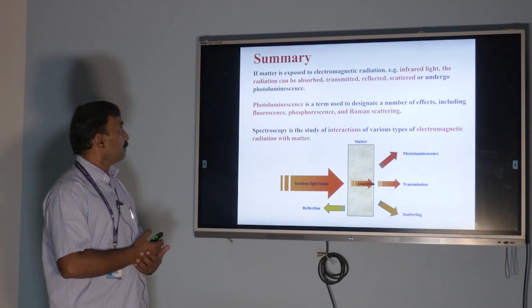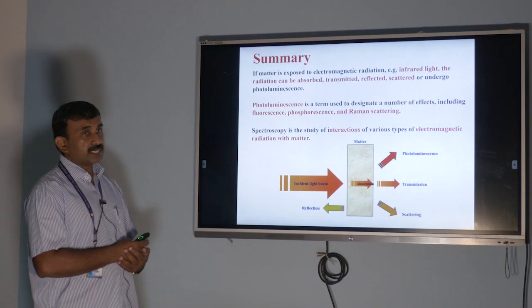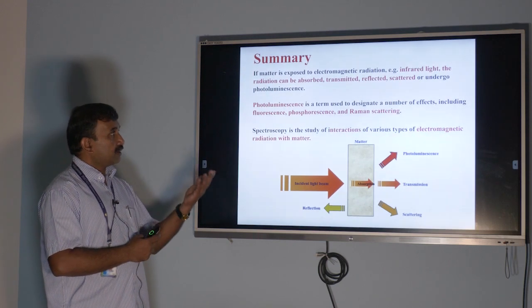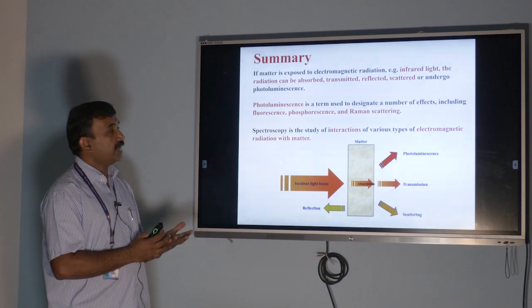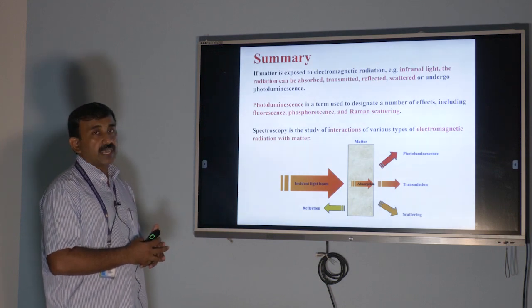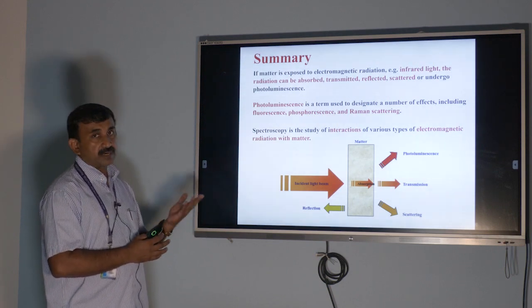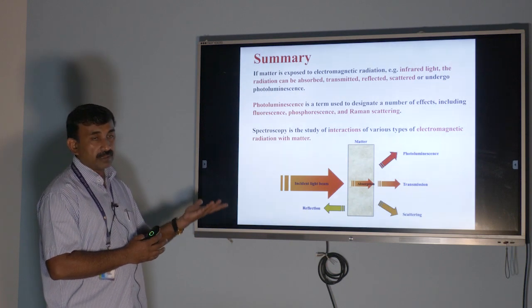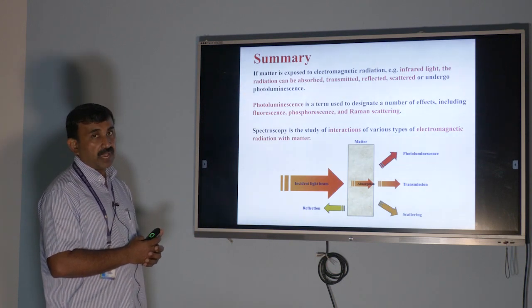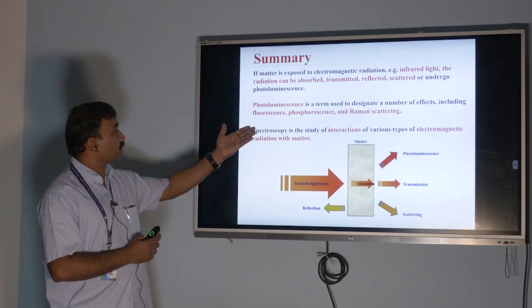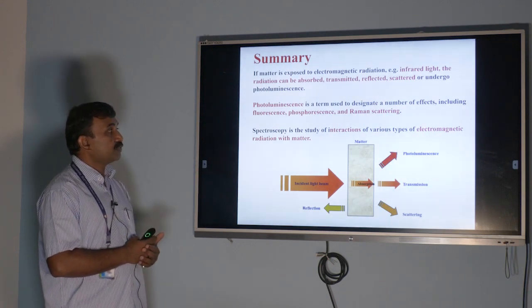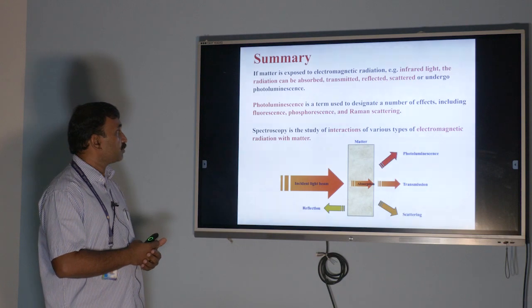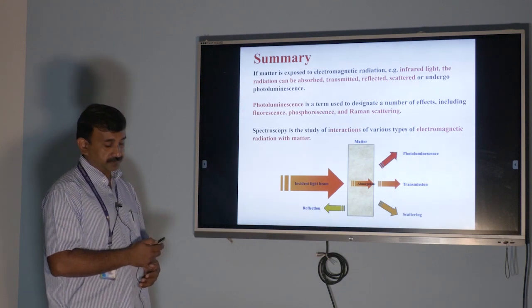Coming to the summary, if matter is exposed to electromagnetic radiation, for example infrared light, visible light or UV light, the radiation can be absorbed, transmitted, reflected, scattered, or they may undergo photoluminescence. And photoluminescence includes a number of effects including fluorescence, phosphorescence and Raman scattering. So spectroscopy is the study of interactions of various types of electromagnetic radiation with matter.